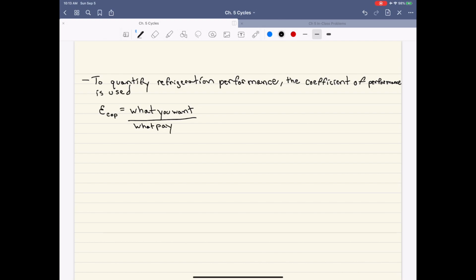With a refrigeration cycle, what we want is to remove heat from our food or some object at a specific heat rate. So what we want is QH. And what we pay is the work that we need to put into the compressor. So the coefficient of performance would be QH over WC. And the value for this coefficient of performance is greater than 1.